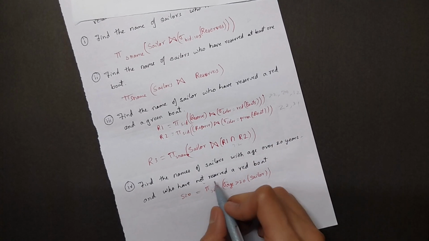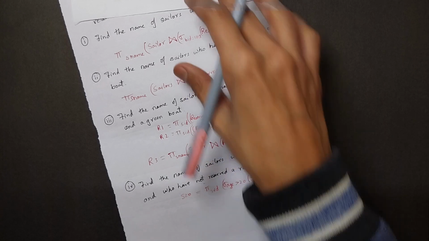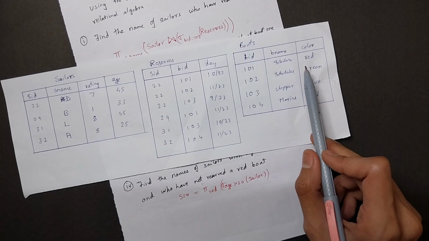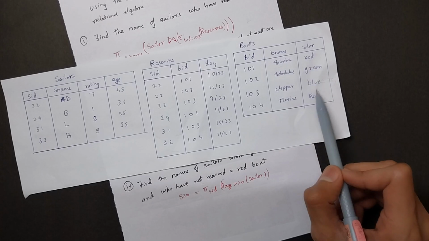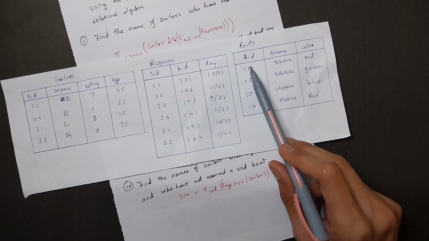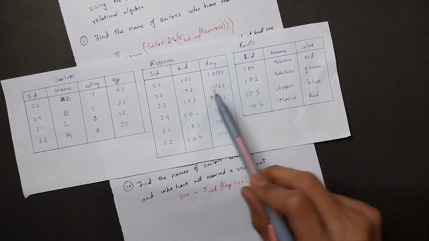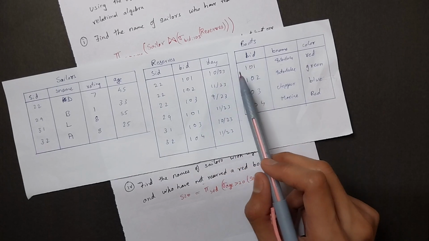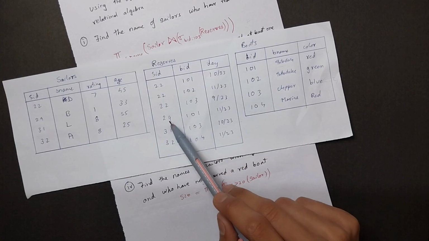Now I need to find who has a red boat, that SID I need to find. How do I do it? First we go to where the red color is. You have red color in both, so who is having the red? BID of 101 and BID of 104. For whom it is assigned, you need to look at the reserves table, so you need to do a natural join. Wherever 101 is present, that SID I need to take out.